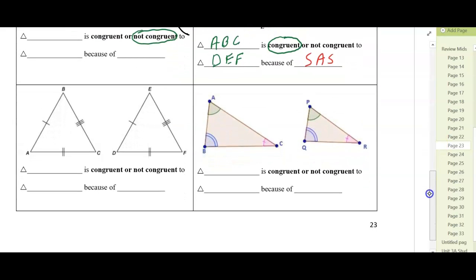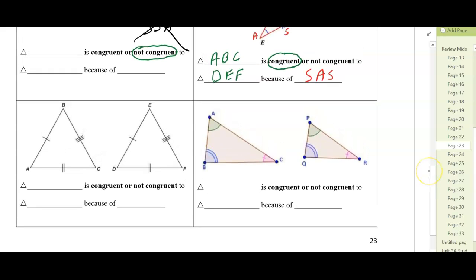All right, last two problems on page 23. This is side, side, side. For DEF, we got side, side, side. So those triangles are congruent. The reason is side, side, side. And I want to put the letters in the correct order. I could go alphabetically, A, B, C there. And then on the other one, it is D, E, F. Don't assume that both triangles will always be in alphabetical order.